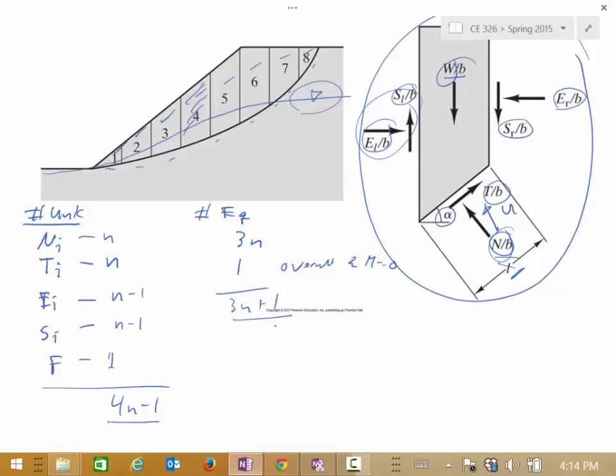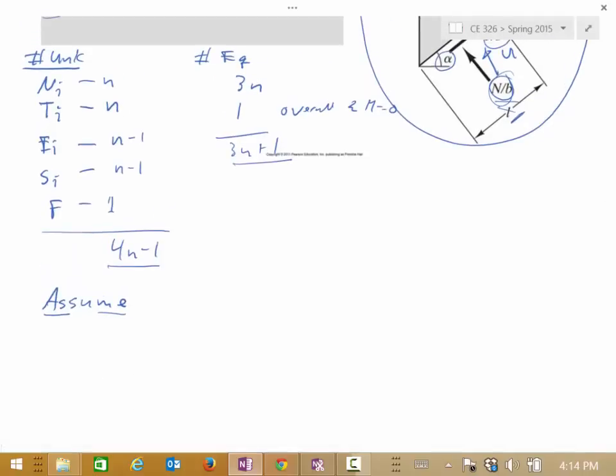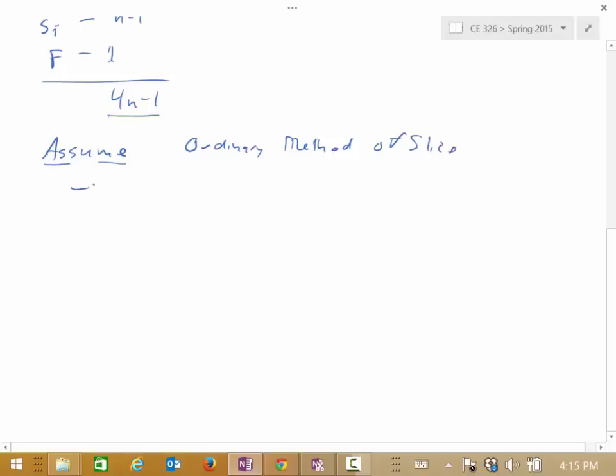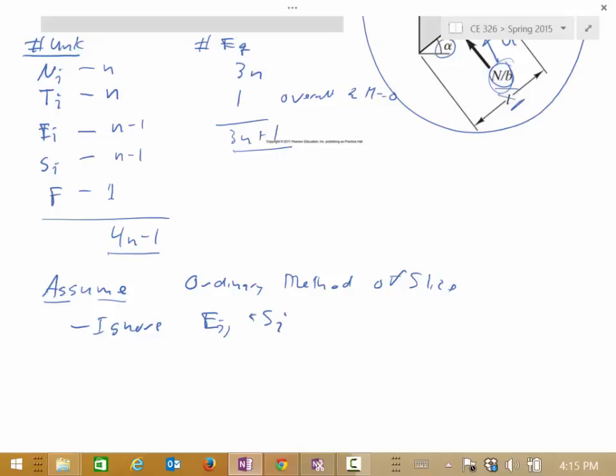All right, we got to get rid of some unknowns. So we're gonna do this great thing to get rid of unknowns. We're going to assume. Remember this, right? So we got to be careful what we assume. So the very first thing we're going to assume for the ordinary method of slices, we're just going to ignore the inner slice forces, both E sub i and S sub i. Sometimes you hear people say that we assume they're equal to zero. We're not really assuming they're equal to zero.